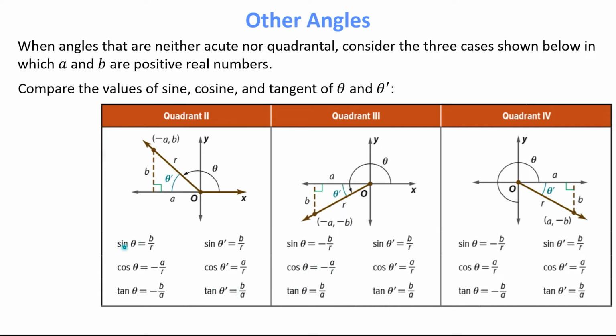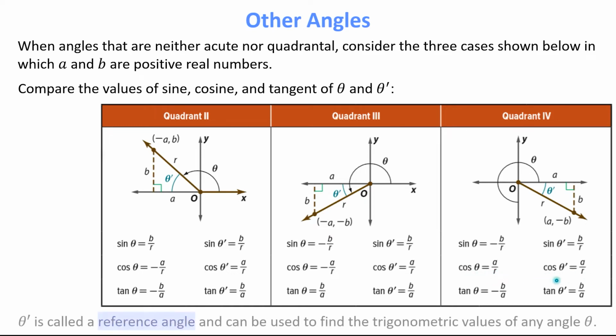So in quadrant 2, we see that sine of theta and sine of theta dash is the same. In quadrant 3, we see that tan of theta and tan of theta dash is the same. And in quadrant 4, we see that cos of theta and cos of theta dash is the same. So in this case, theta dash is called a reference angle, and it can be used to find the trigonometric values of any angle theta.